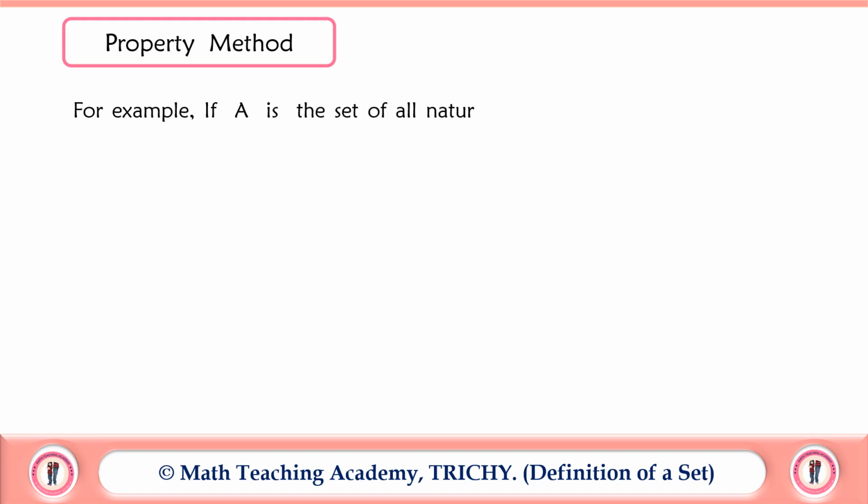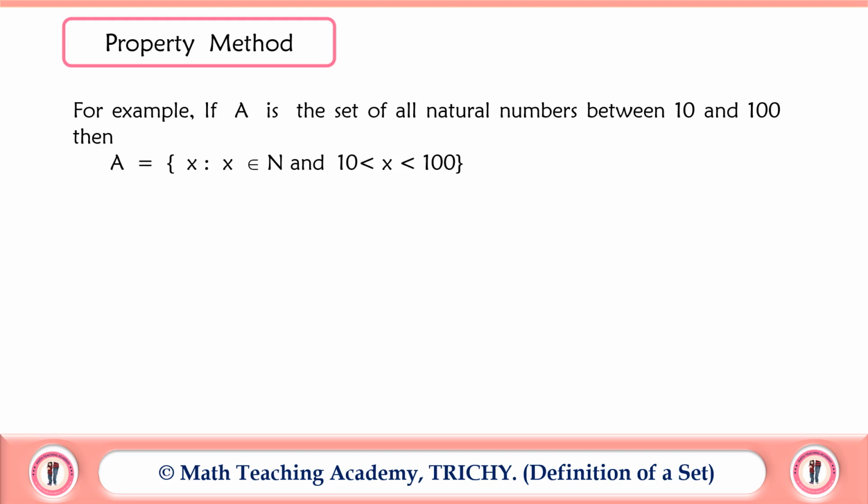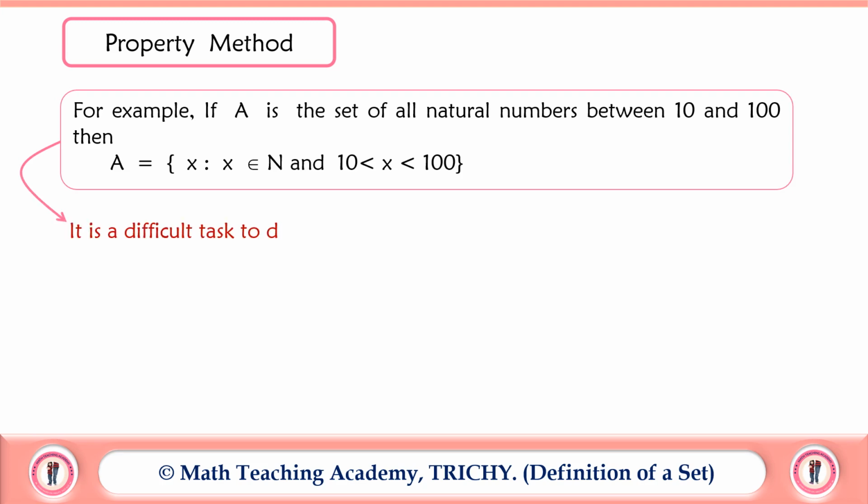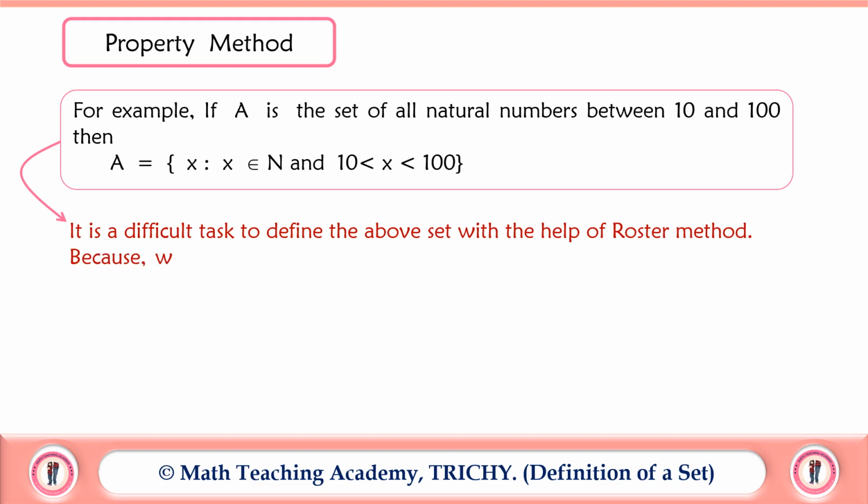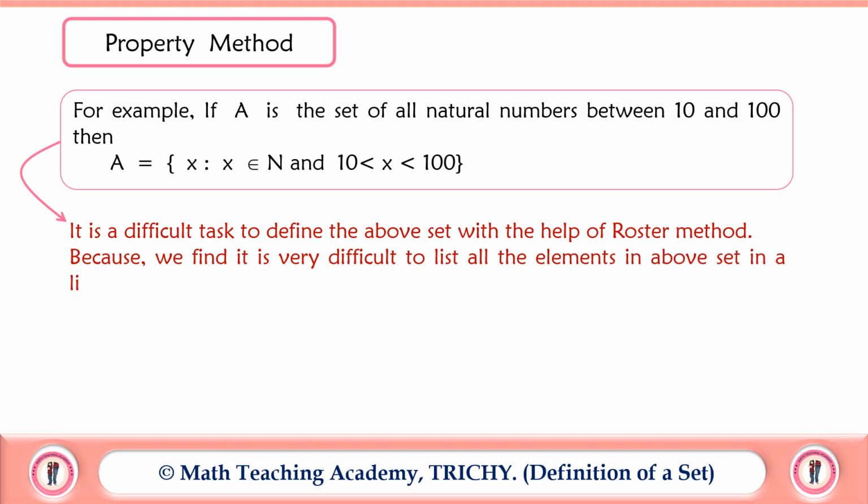Now let's take a look at an example for property method. For example, if A is the set of all natural numbers between 10 and 100, then A can be expressed as A = {x : x ∈ N and 10 < x < 100}. Here note that it is a difficult task to define the above set with the help of the roster method, because it is very difficult to list all the elements of the set in a listing method.